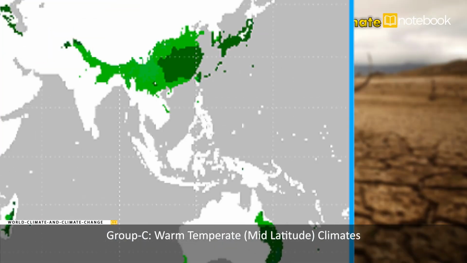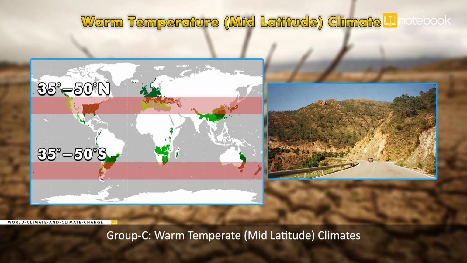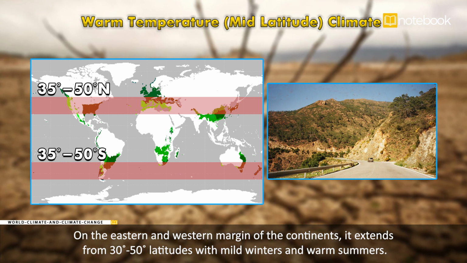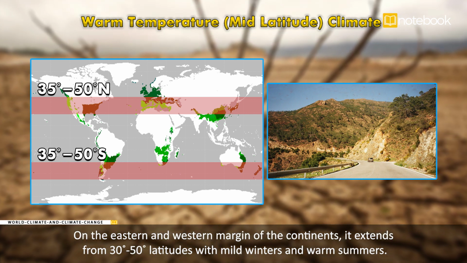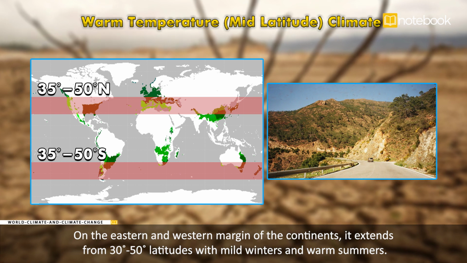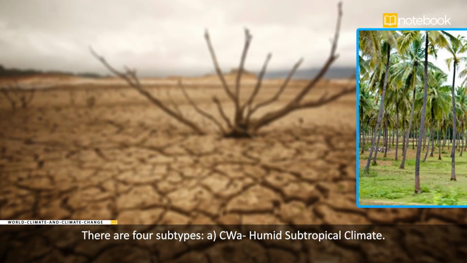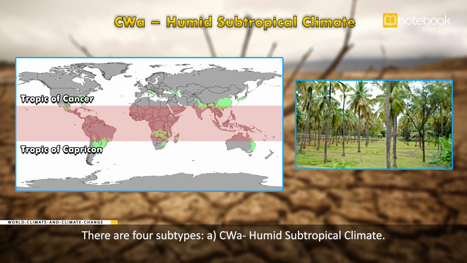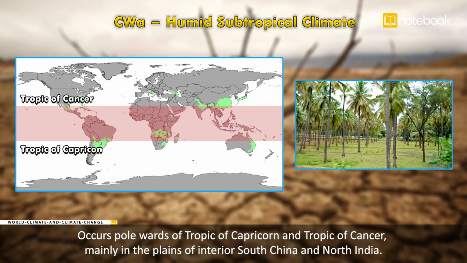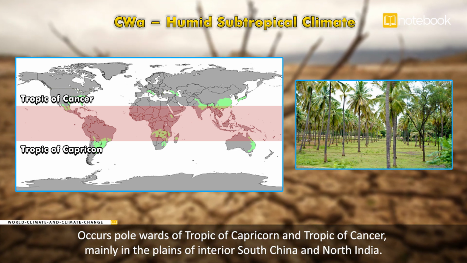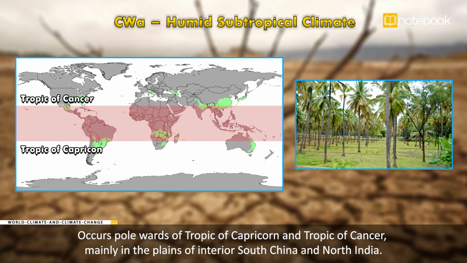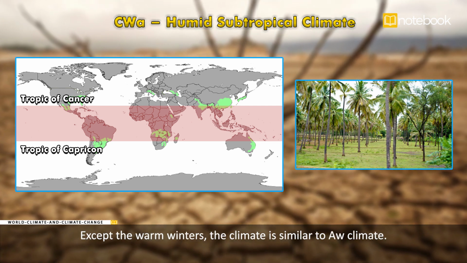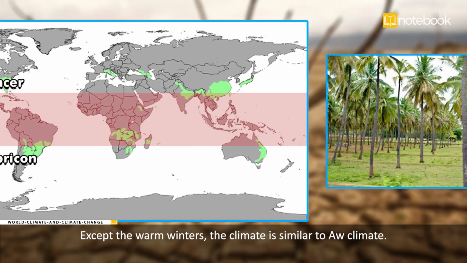Group C, warm, temperate, mid-latitude climates. On the eastern and western margin of the continents, it extends from 30 degrees to 50 degrees latitudes with mild winters and warm summers. There are 4 subtypes. CWA, humid subtropical climate, occurs polewards of Tropic of Capricorn and Tropic of Cancer, mainly in the plains of interior South China and North India. Except the warm winters, the climate is similar to AW climate.